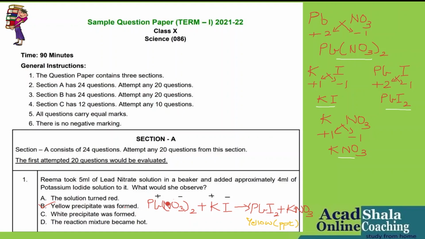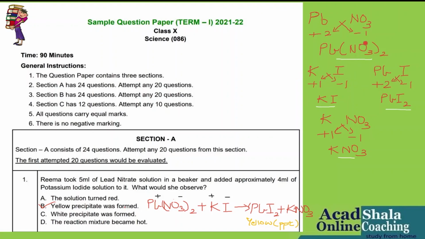So according to the question, they have said Rima took 5 milliliter of lead nitrate solution, but we should know the chemical formula also of lead nitrate. So let us do in rough the crisscross method with the symbol and valency as we know it very well. Pb plus 2, NO3 minus 1, crisscross: Pb(NO3)2. Yes, I have written in my rough column. Then they say 4 milliliter of potassium iodide. Again I will do crisscross: K plus 1, I minus 1, crisscross: KI.